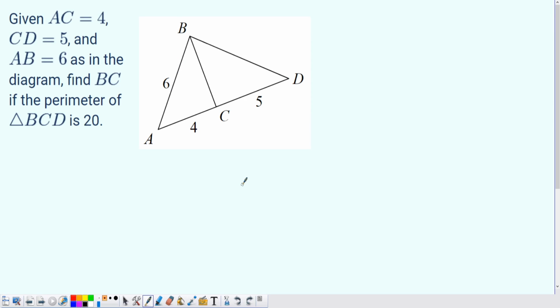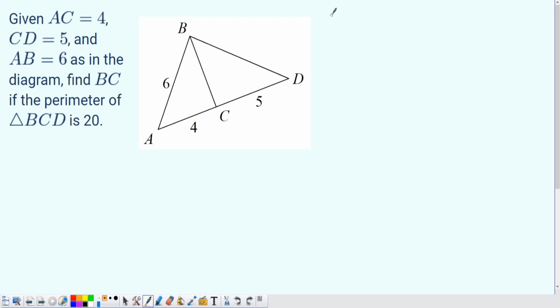So, given that AC is 4, CD is 5, and AB is 6, as in the diagram, find BC if the perimeter of BCD is 20. So, what is some of the information it gives us? Well, it labels a lot of the crucial information. The only thing it doesn't label is the perimeter. So, I'm just going to write that out somewhere off to the side.